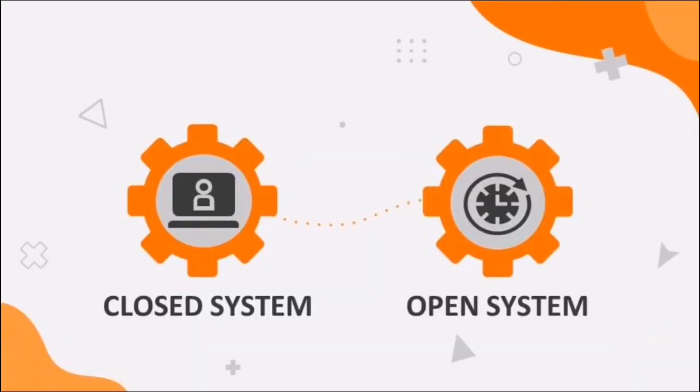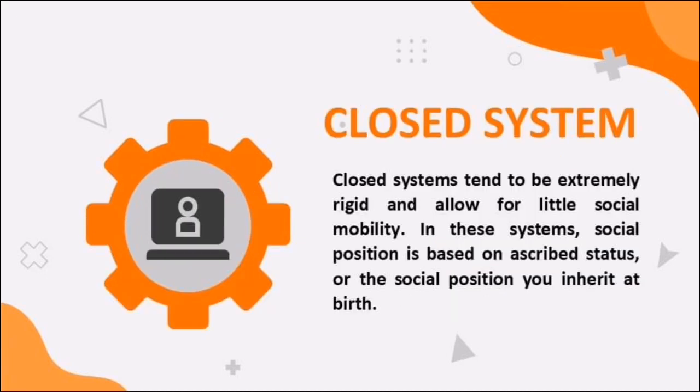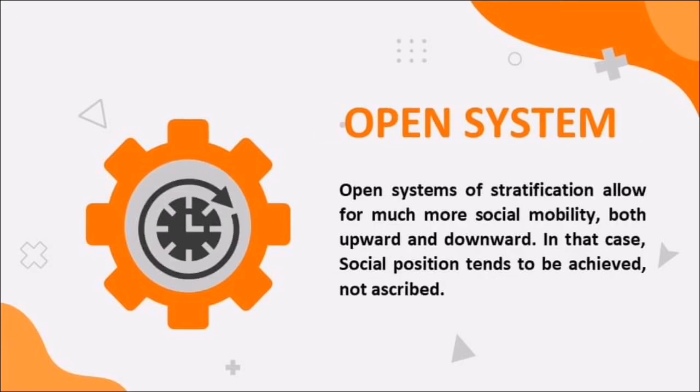So, sociologists classify stratification systems as being either closed or open. Closed systems tend to be extremely rigid and allow for little social mobility. In these systems, social position is based on ascribed status, or the social position you inherit at birth. On the other hand, open systems of stratification allow for much more social mobility, both upward and downward. In that case, social position tends to be achieved, not ascribed.